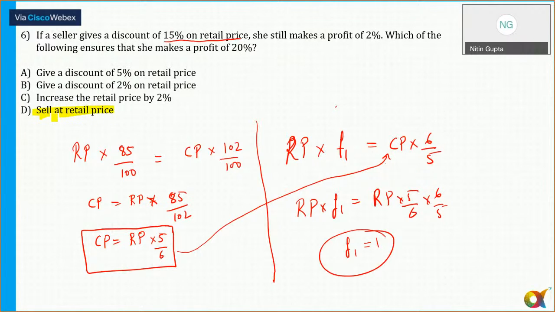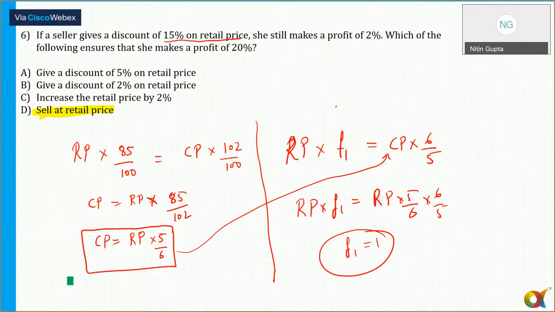Is that clear to all of you now? Please respond. Okay, Avinash is asking, sir, can you explain by letting RP equal to 100? Because the multiplying factor is 1, it means I'm not providing any discount. That's it. Okay.